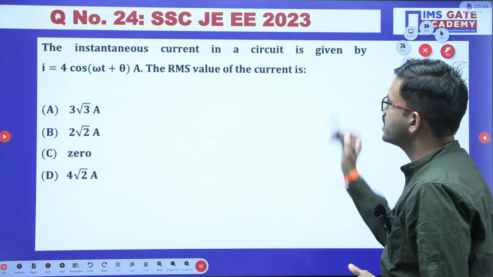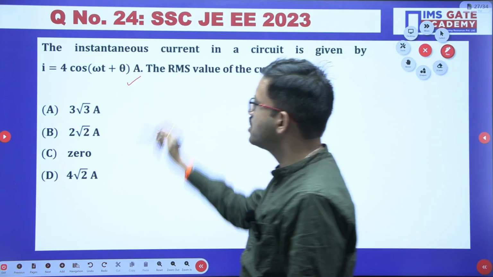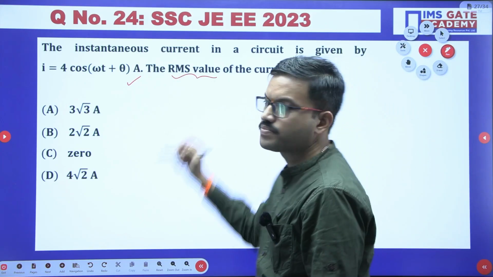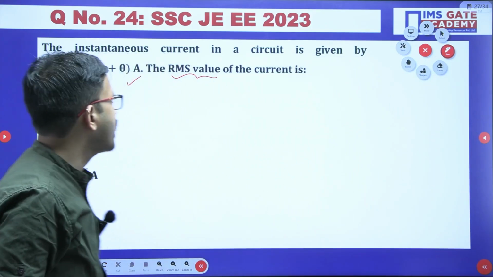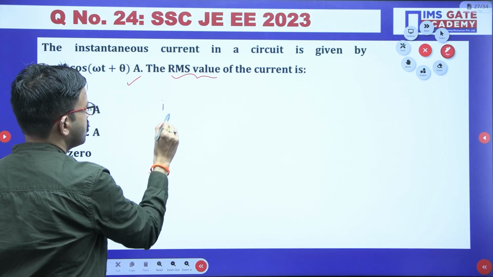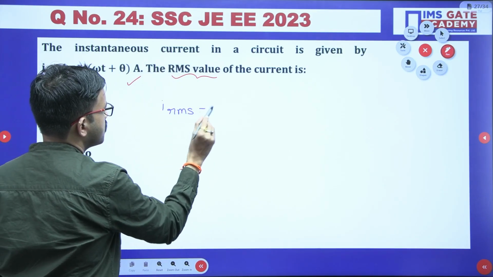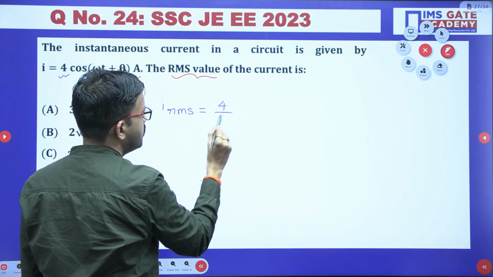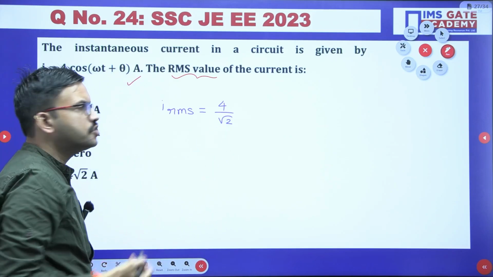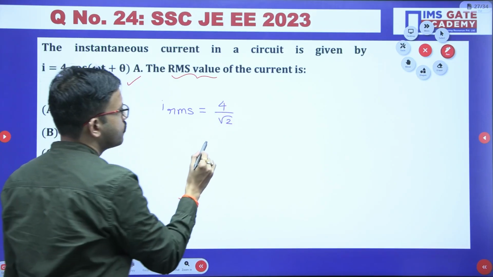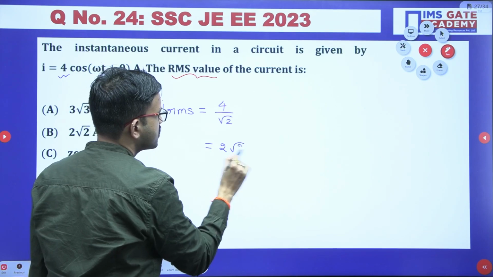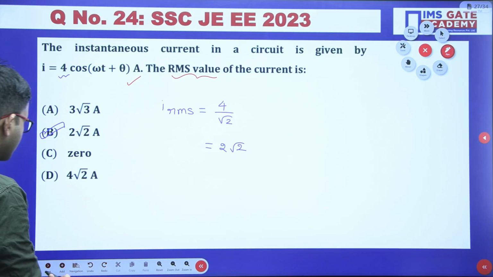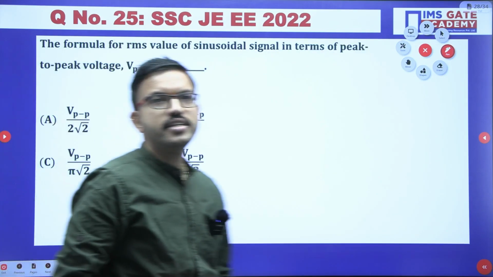The instantaneous current is given by, okay, you are having the current expression like this. Now they are asking RMS value. Similar question. IRMS equal to Im by root 2. Here Im value is 4. 4 divided by root 2. Just like the earlier calculation you can do, multiply and divide with root 2. So from there you will be getting 2 root 2. Similar question. Option B is the correct one. All of you gave it right. Next question.